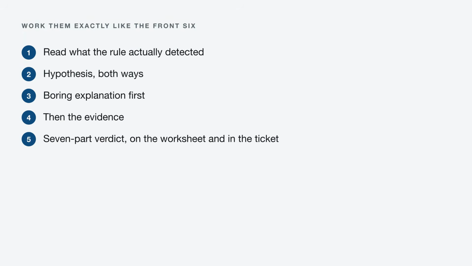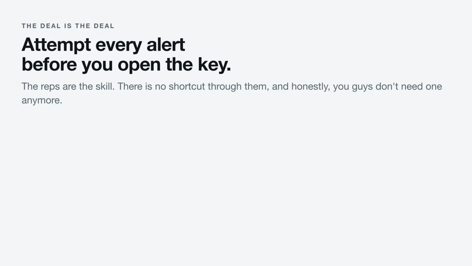So work them exactly like we worked the front 6. Read. Hypothesis both ways. Boring explanation first, then evidence, then a 7-part verdict on the worksheet and in the ticket. The student guide has targeted hints for each one if you stall, and the answer key has my full worked verdicts. But the deal is the deal. Attempt every alert before you open it. The reps are the skill. There's no shortcut through them, and honestly, you guys don't need one anymore.